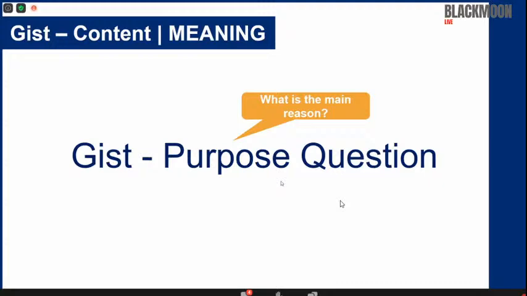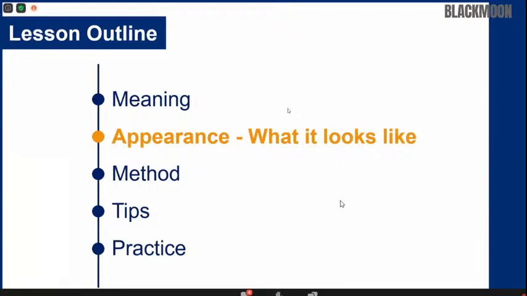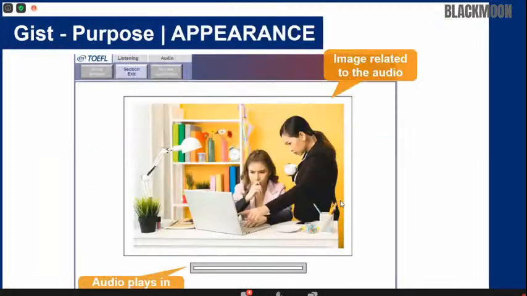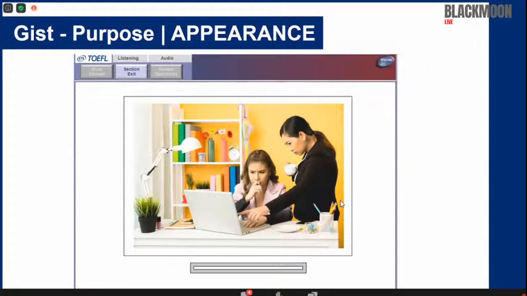In the gist content question, it's more about what the content was about. Here, it's about what was the main reason for giving the lecture or having that conversation. So here, the focus is on the reason. Otherwise, it's very similar. The appearance is also very similar. You've got an image related to the audio, and you have an audio playing in the background.